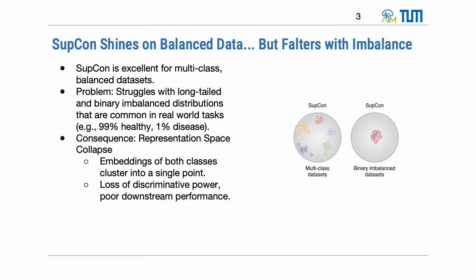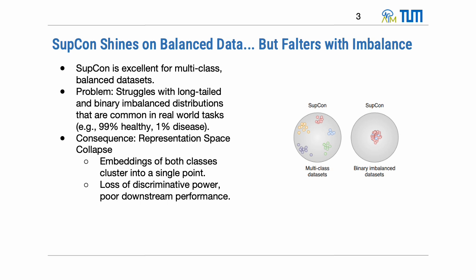And so it's been shown that SupCon is really, really strong on balanced data, but starts to fall apart a little bit with imbalance. And so there has been a great body of work on how to adapt this to long-tailed distributions, but binary imbalanced distributions so far have not been properly explored. And this is where we saw a real issue, because this is common in very many real-world tasks.